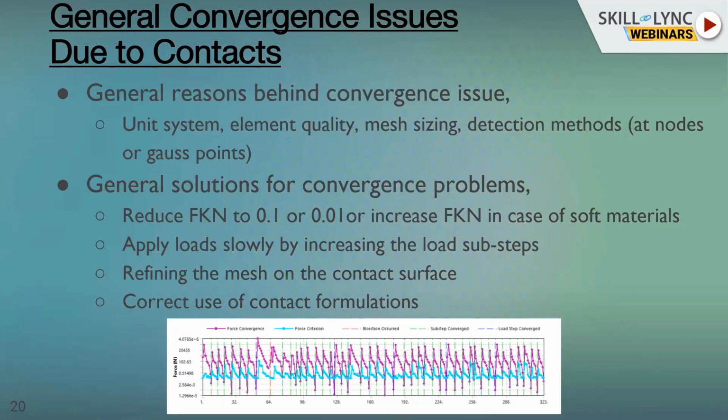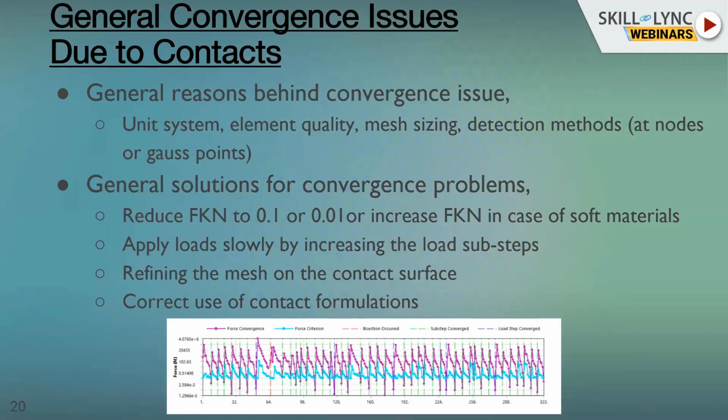Generally, whatever units you are working in, 10 raised to minus 3 or 10 raised to minus 4, those kinds of deformations or penetration, you need to check at the end of the analysis. In some cases, we need to increase the FKN value also. Like if materials are soft and they are penetrating within each other, there we can increase the FKN value also. But those are very few cases; most people are using steel and other components, and that time FKN generally we reduce.